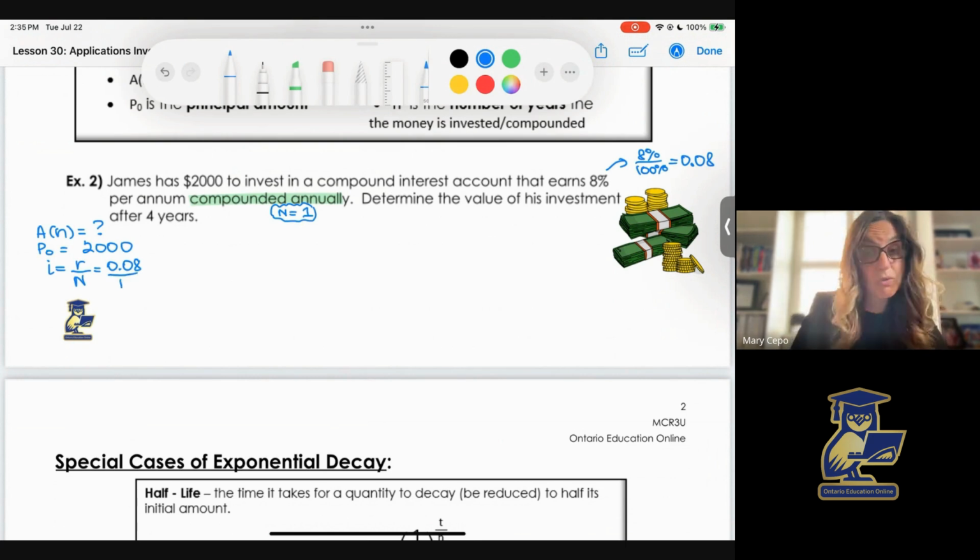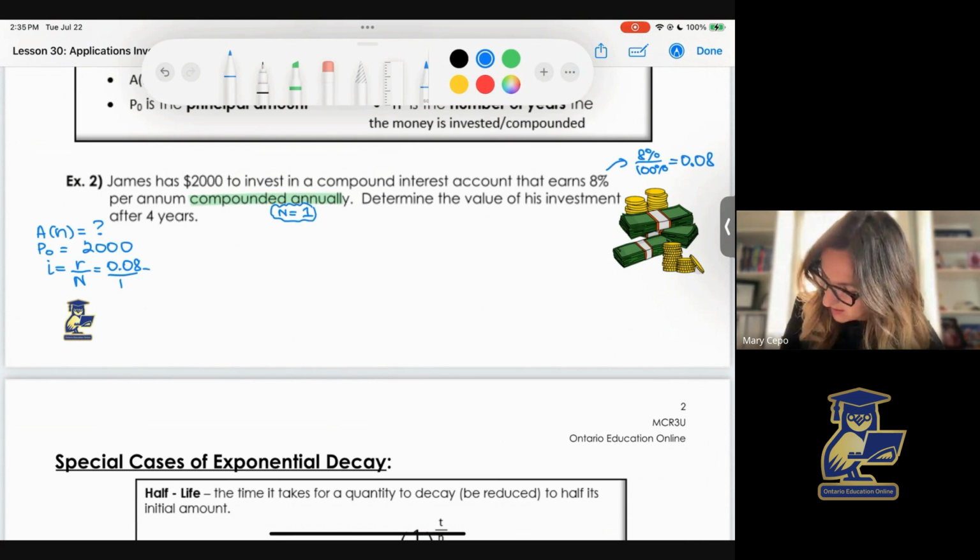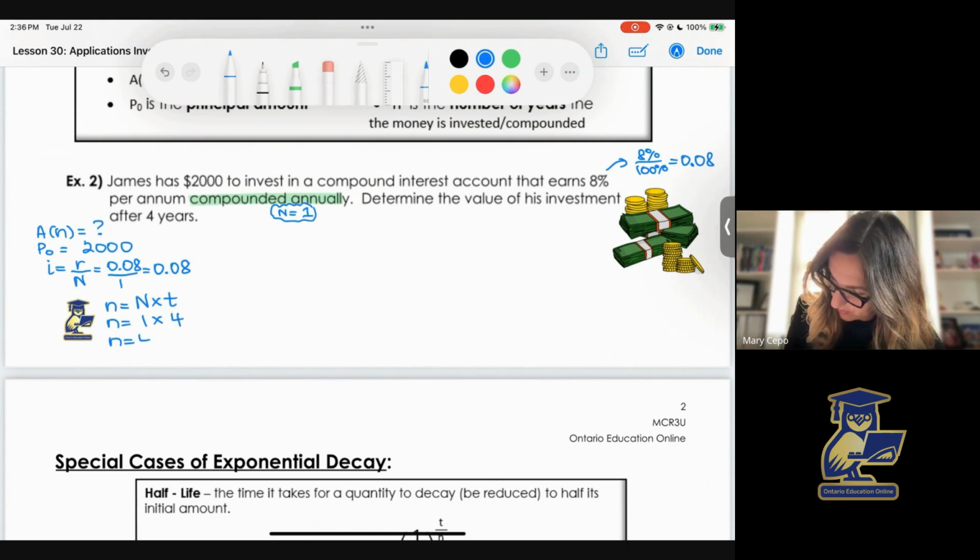Compounding period is 1, but if it was, say, semi-annually, we divide it by 2. If it was quarterly, we divide by 4. So in this case, annually doesn't really impact. And then, of course, you always take the years. So you take compounding period times your time, your years. So n is going to equal 1 times 4 because we're there for 4 years. So n is equal to 4.